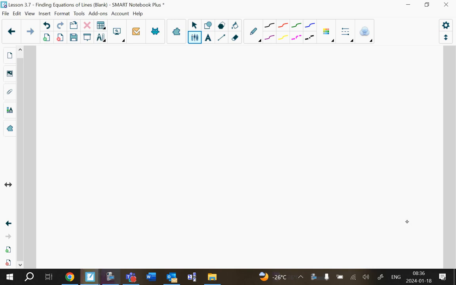So what was the new formula we learned on how to graph equations? What did it look like? We did it in the last lesson. It's called the slope-intercept form. What does it look like? Y equals mx plus b.